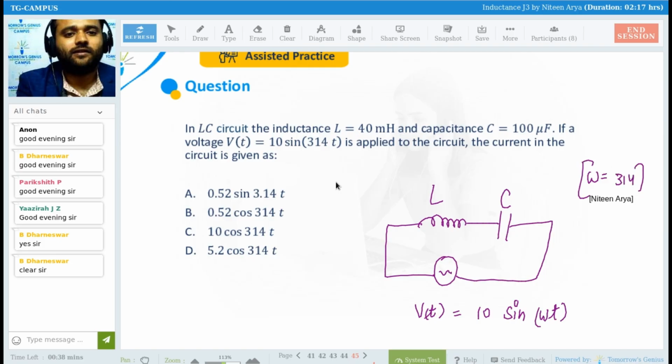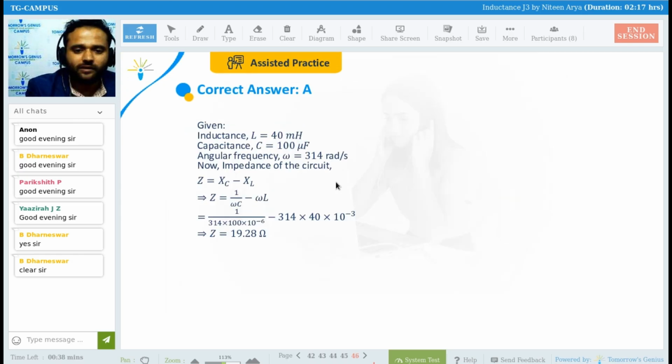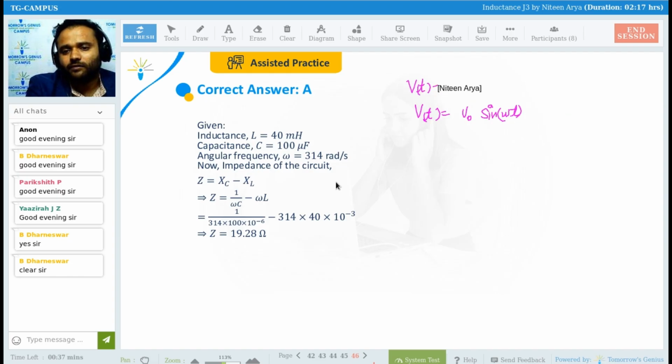Sometimes the SME thinks you are that intelligent, so he or she provides us a question which is related to something more. Okay, so this is your LC circuit in simple sense. Now given L is this, C is this, angular frequency, because comparing V(t) with V naught sine omega t, which is V(t) equals 10 sine 314t.